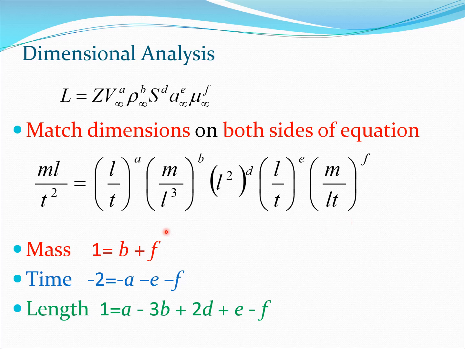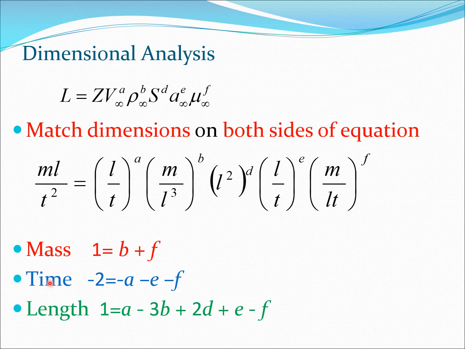So now we write equations based on balancing the indices of each of these quantities. Let's look at mass first. On the left hand side, mass has the power 1, and on the right hand side mass has the power b, so we have b plus f. So 1 equals b plus f if we match the powers of m on both sides.